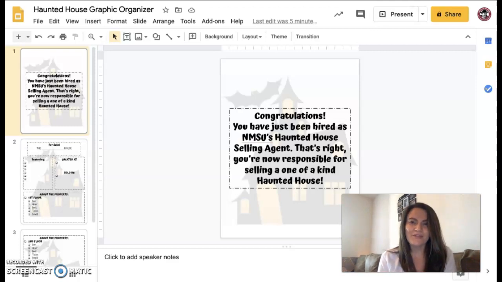It's super important that you do finish your haunted house graphic organizer today so you are ready for our writing portions next week. Let's take a look at what you need to complete today.